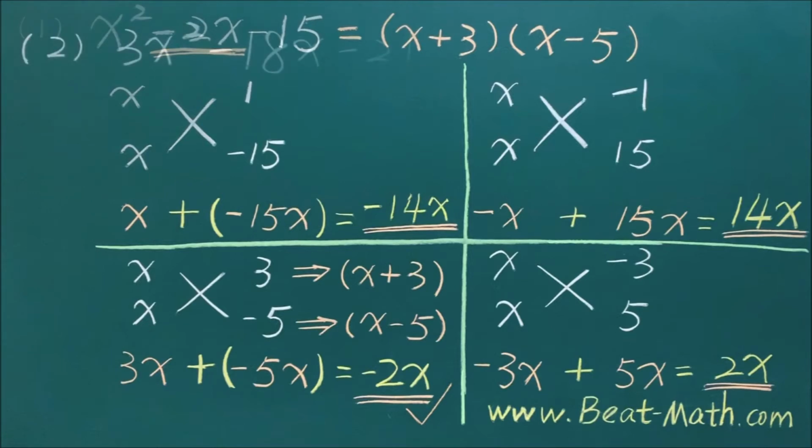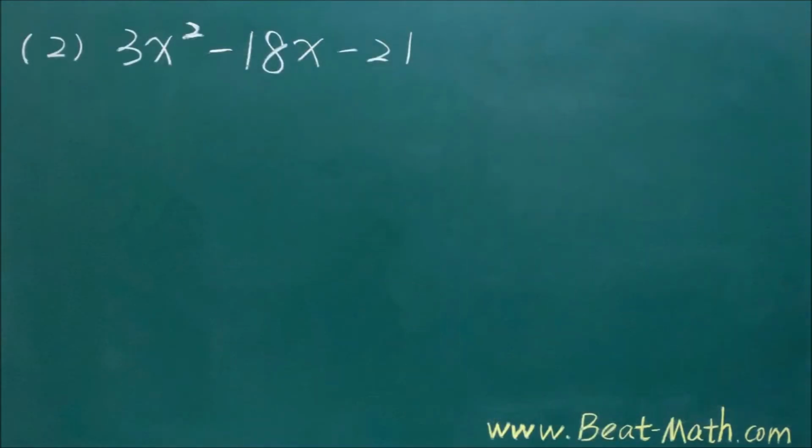Let's look at another one. 3x squared minus 18x minus 21. Keep in mind that if there is a common factor, we must first factor out the common factor before we apply the crossing method. Like this one, we must factor out 3 first, rewrite the polynomial into 3 times the quantity of x squared minus 6x minus 7.